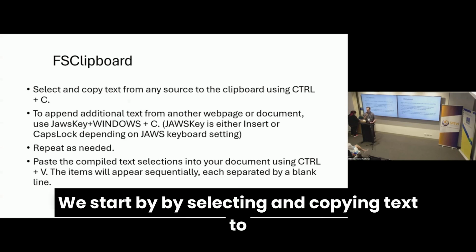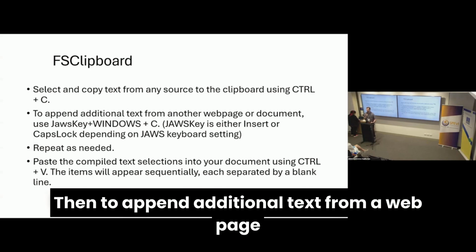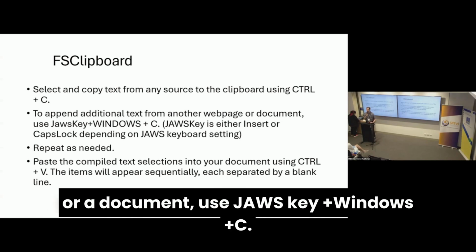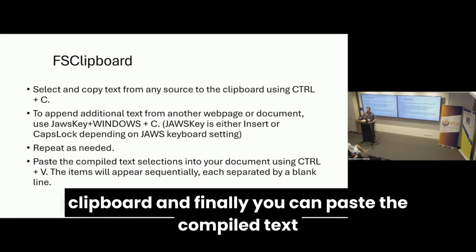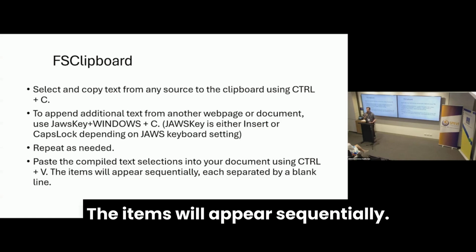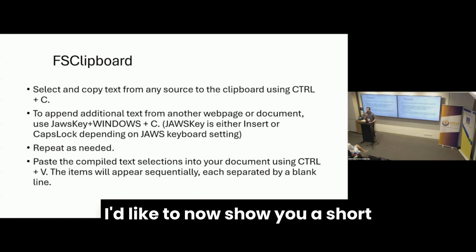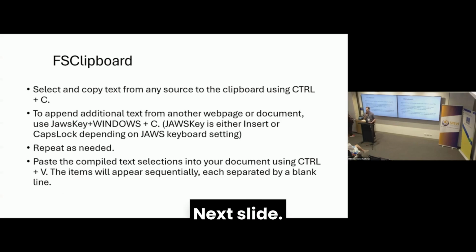We start by selecting and copying text to the clipboard in the normal way, using Control-C. Then, to append additional text from a web page or a document, use JAWS key plus Windows plus C. The new text will then be added to the clipboard. And finally, you can paste the compiled text selections into your document using Control with V. The items will appear sequentially. I'd like to now show you a short video demonstrating how this works in practice. Next slide.